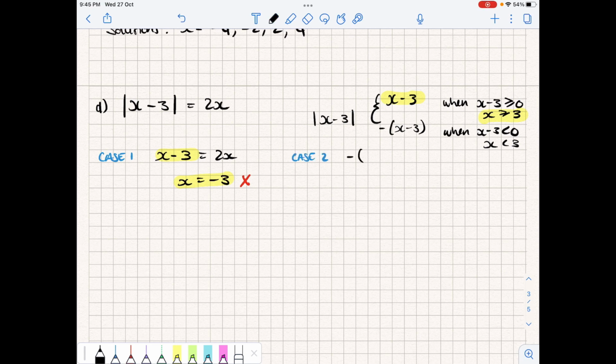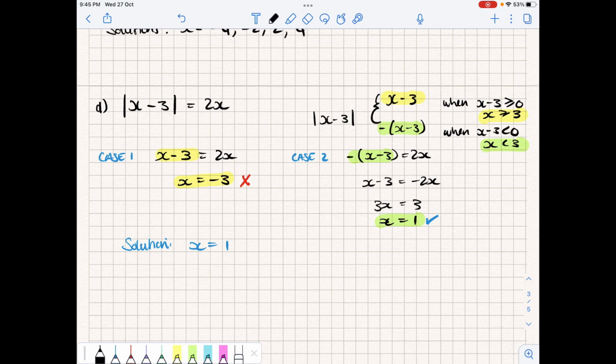Now we have the negative case, x minus 3 equal to 2x. I'll divide through by the minus sign. I'll bring this across, equal to 3, so x is equal to 1. Now, this was the negative case, so when we consider the negative case, we see that x must be less than 3. 1 is less than 3, so this solution is valid. And so my only solution here is x equal to 1.